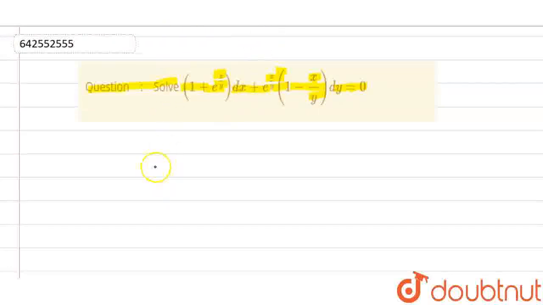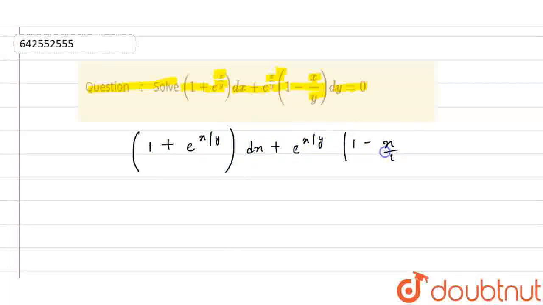So first of all, the differential equation that was given to us is (1 + e^(x/y)) dx + e^(x/y) (1 - x/y) dy = 0.